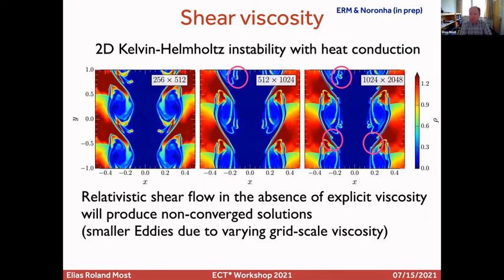One of the main problems that you have is that if you run an ideal code without resolving the shear viscous scale, you're going to get smaller and smaller eddies as you change your numerical resolution. So your simulation results would never converge.